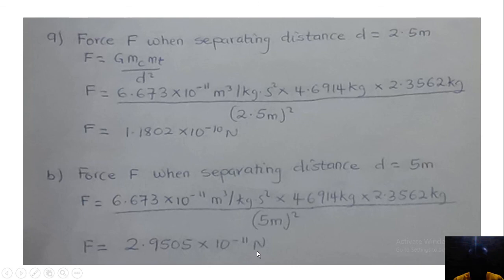And that gives you the gravitational force when the separating distance between the copper sphere and the titanium sphere is 5 meters. And that is how to calculate the gravitational force of attraction between two bodies.